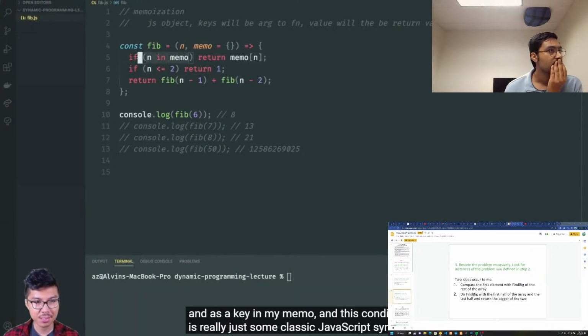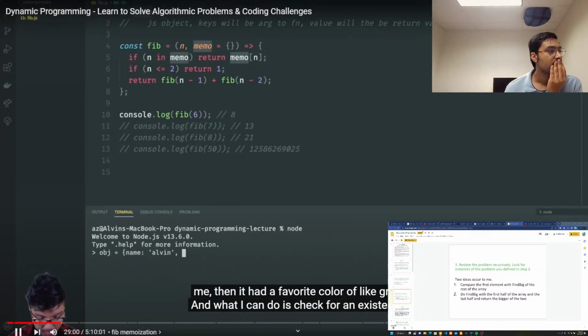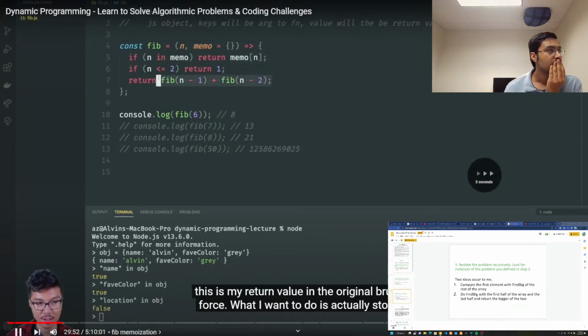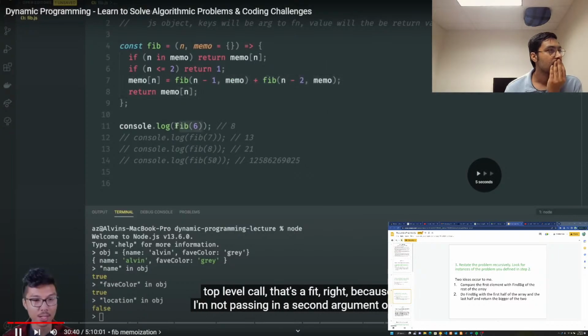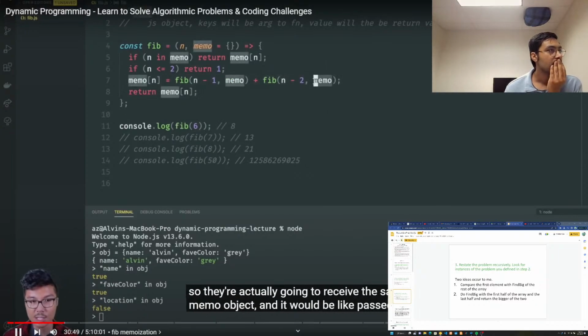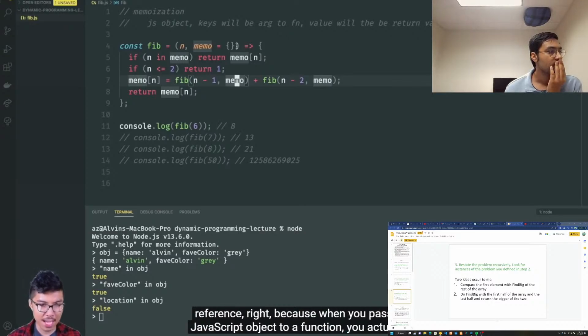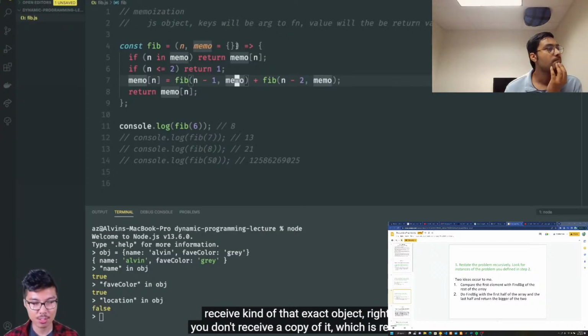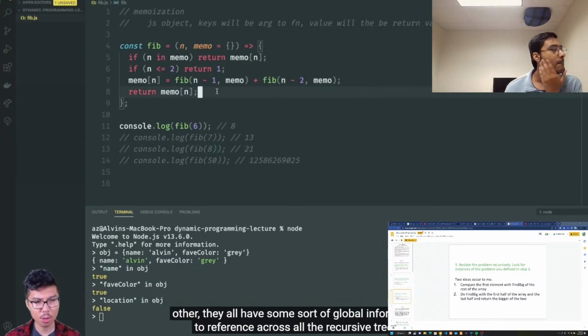And this condition is really just some classic JavaScript syntax. Then we complete the original return, and any recursive calls are added here to fib. They receive a second argument, and so they're actually going to receive the same memo object, passed by reference, right? Because when you pass a JavaScript object to a function, you actually receive that exact object. You don't receive a copy of it, which is really neat. So basically, I'm giving my function calls a way to communicate to each other. They all have some sort of global information to reference across other recursive trees.